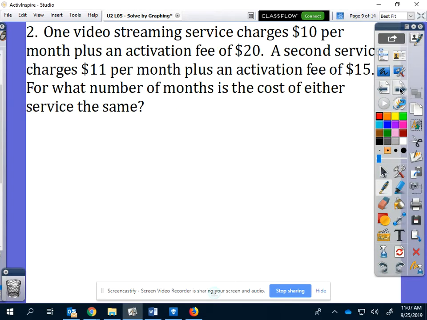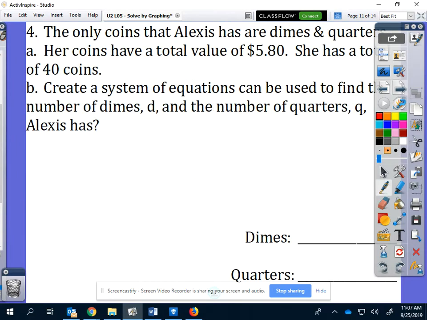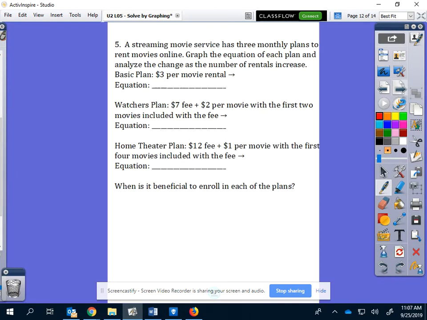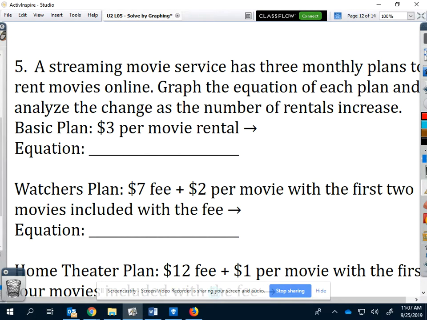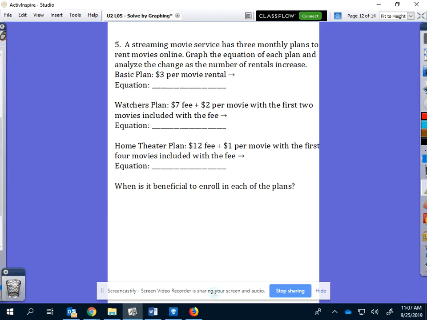I want you to skip forward. I want to do number 5 with you here. So it's really important that we just create our two equations again. So in this particular case, we have a movie streaming business, and there's 3 of them this time. We have a basic plan, a watcher's plan, and a home theater plan.